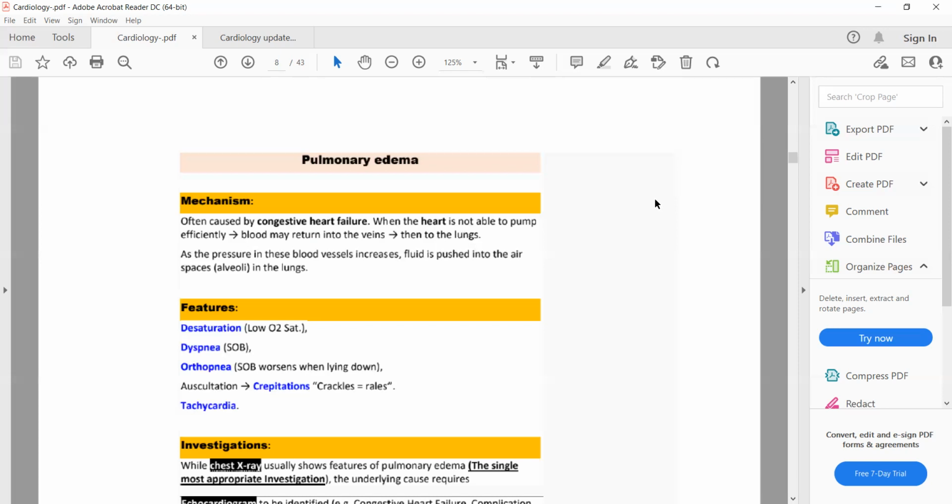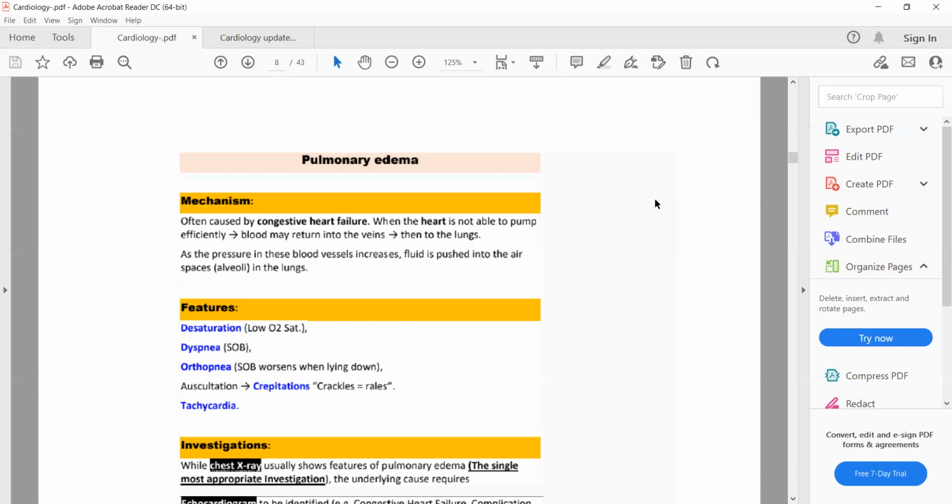So left-sided heart failure can lead to pulmonary edema, and right-sided heart failure can lead to pooling of blood in the peripheral veins or in the abdominal veins, which will result in ascites or lower limb edema. If both of the features are present, such as pulmonary edema and peripheral edema, then we will say it's a biventricular failure or congestive heart failure.